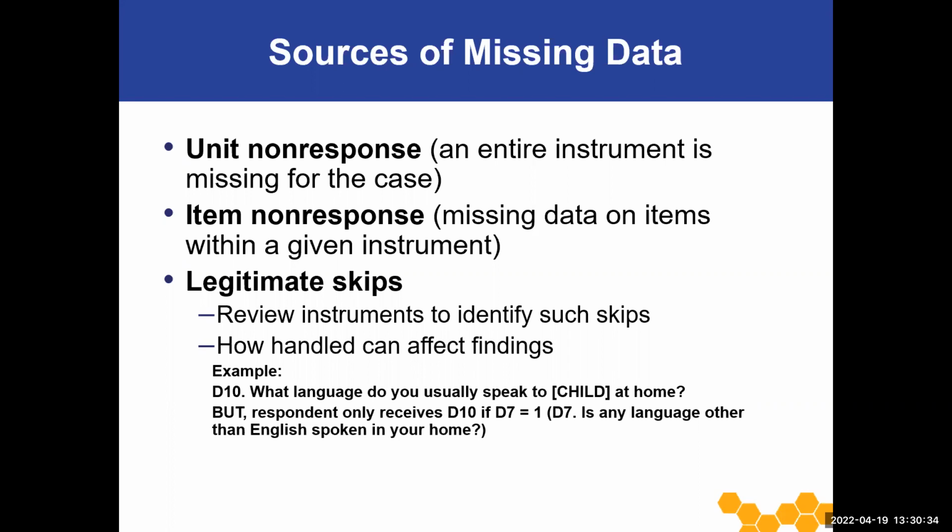However, to answer this question correctly, you must consider those parents who reported only speaking English in the home, which was item D7, skipped item D10. If we account for that legitimate skip and include those parents in the denominator, a much smaller percentage of children's parents report Spanish as their primary home language.